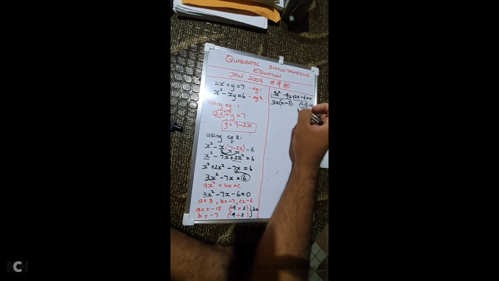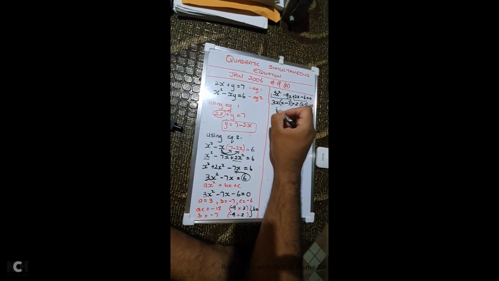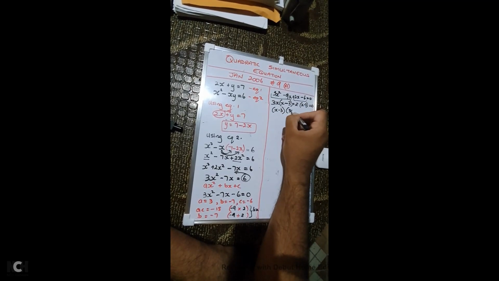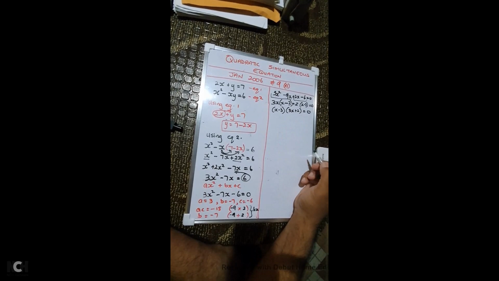So what is common here? The answer is 2. So 2 by x will give us 2x. We want positive 2x, so this has to be positive here. And then positive 2 by negative 3 will give us negative 6. So we know our answer is correct. So what is common here is x minus 3. And what remains is 3x plus 2 equal 0.